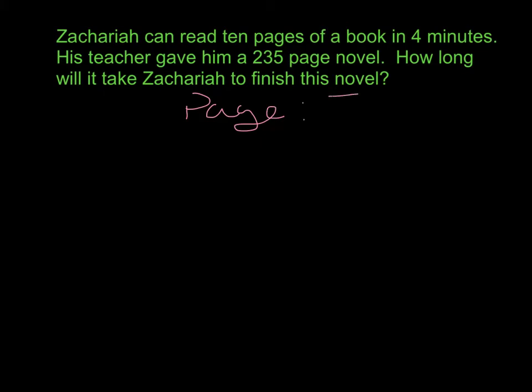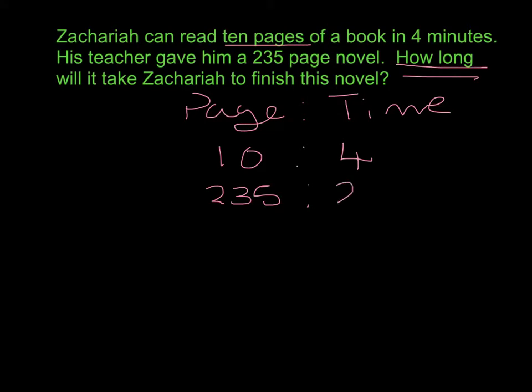So our ratio is pages to time. He can read 10 pages in a time of 4 minutes. That's our ratio. Then you can write the ratio for the new one that you're looking for. His teacher gave him a novel that is 235 pages long, so under pages, I write 235, and we are looking for how long it takes him to read it, so we are looking for time, and we're going to put our x value as time.